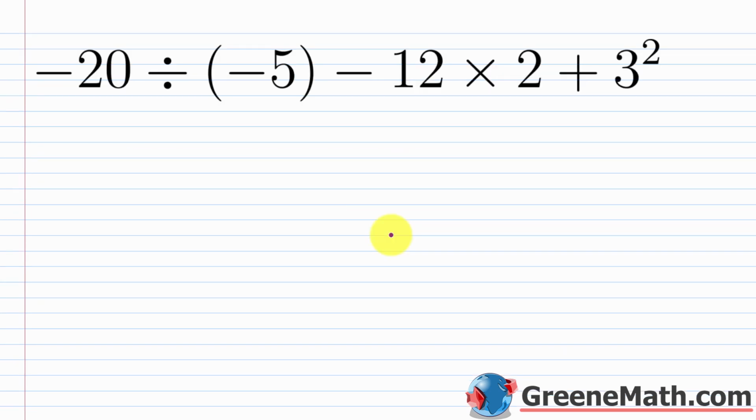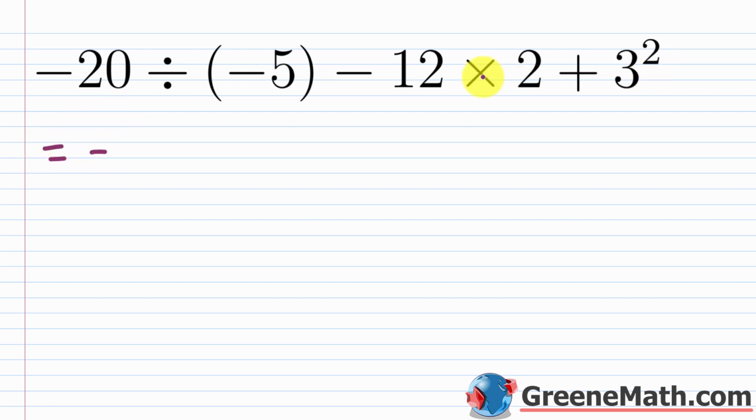So here, another easy one. We have negative 20 divided by negative 5, then minus 12 times 2 plus 3 squared. Now, the first thing we want to do is work inside of parentheses or any grouping symbols. So we do have parentheses here, but they're just used for clarity, right? They're just used to wrap that negative 5. So you can ignore that here and just move into working with the exponents. So here we have 3 squared, so we'd want to do that first. So this is the highest priority.